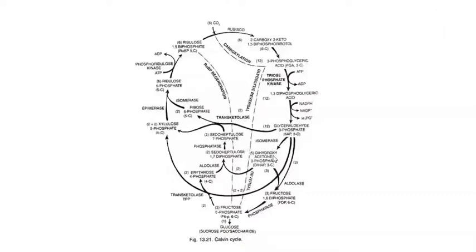And in the next step, these 3-phosphoglyceraldehyde and dihydroxyacetone phosphate are combined to form fructose 1,6-diphosphate in the presence of the enzyme aldolase. Okay, firstly there is an interconversion, and after the interconversion there is a combination of these two compounds, and there is a formation of fructose 1,6-diphosphate.